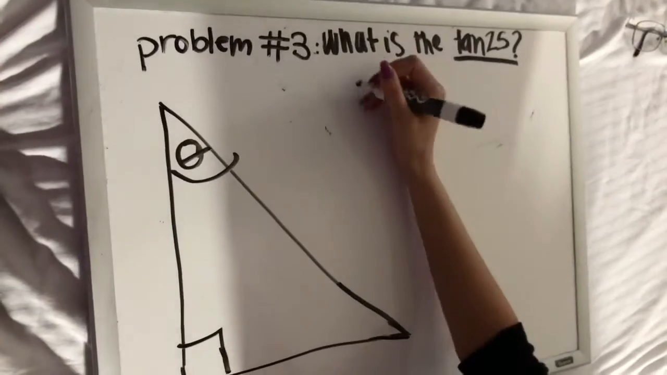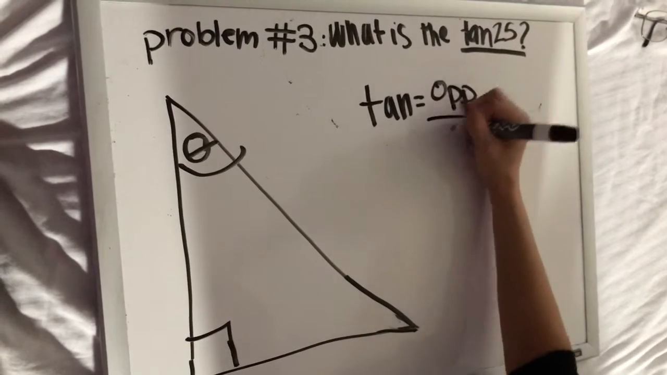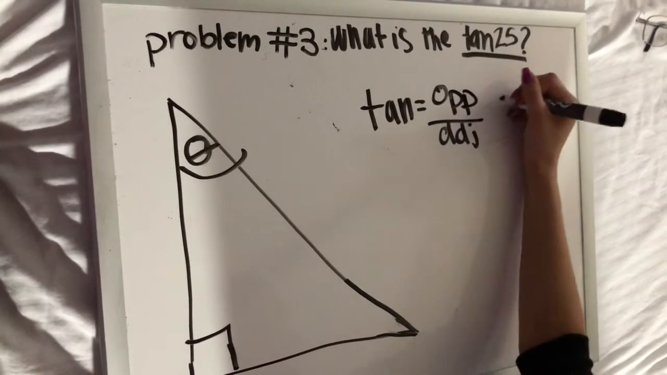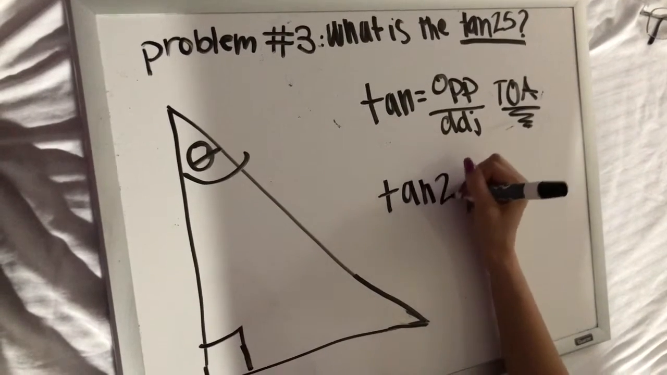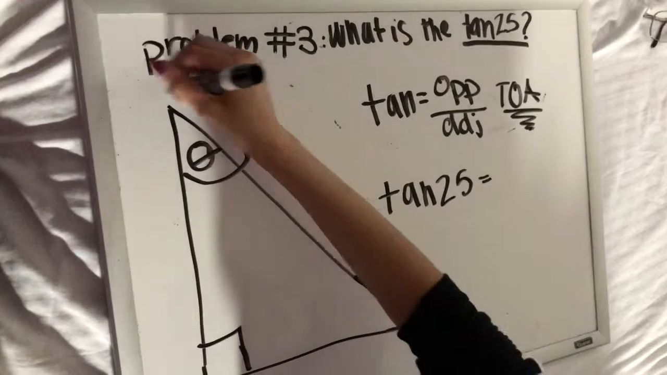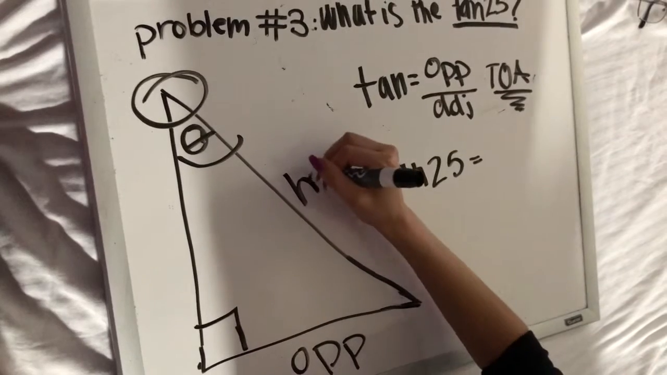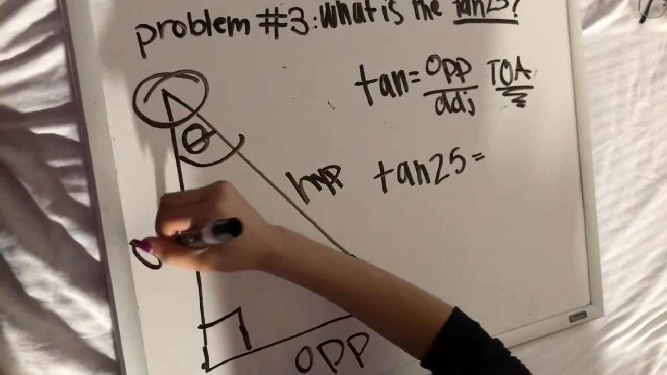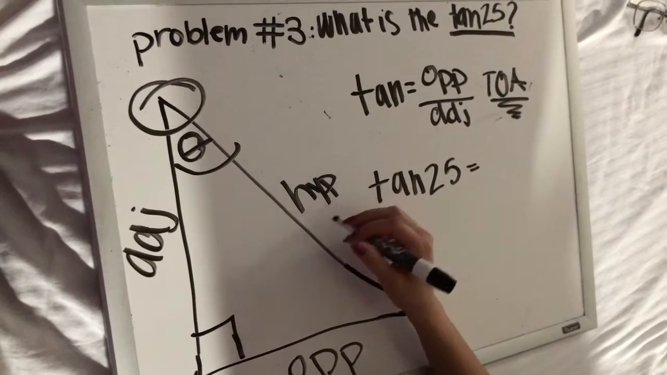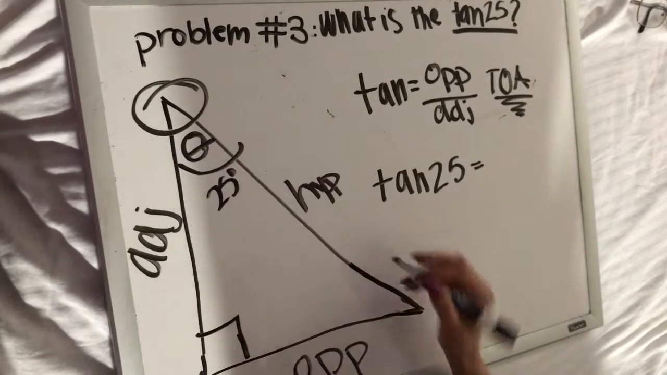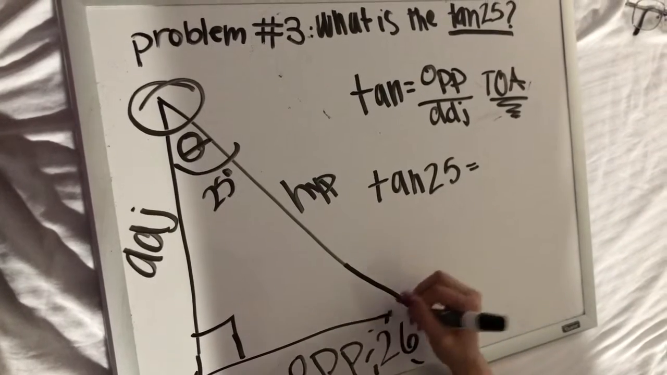So our third problem asks, what is the tangent of 25? So as you know, the tangent is the opposite over the adjacent. So we set the tangent of 25 equal to the opposite over the adjacent. So I'm just going to label all of the different sides of the triangle just so I can get a perspective of the angle. Now I'm going to plug in a number for one of the sides just so I can solve a problem. So we made the opposite 26.